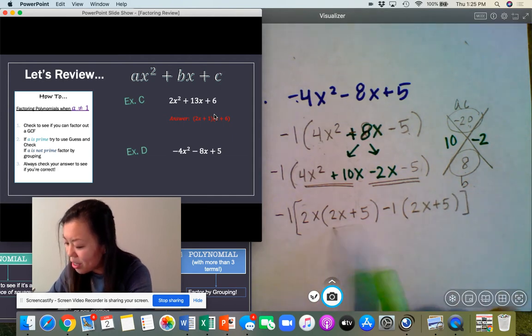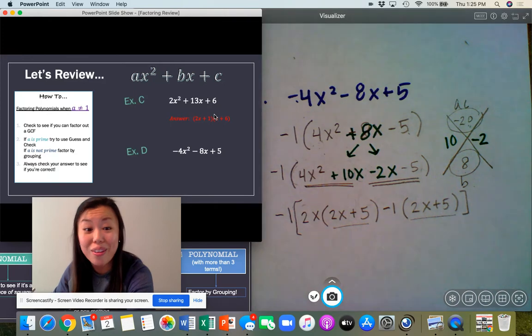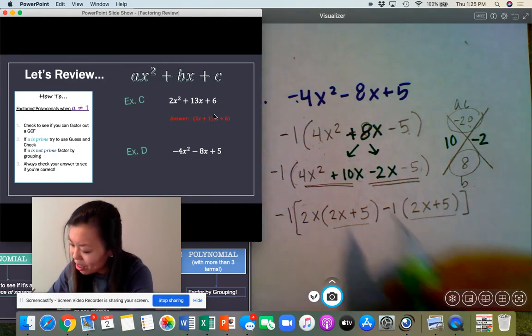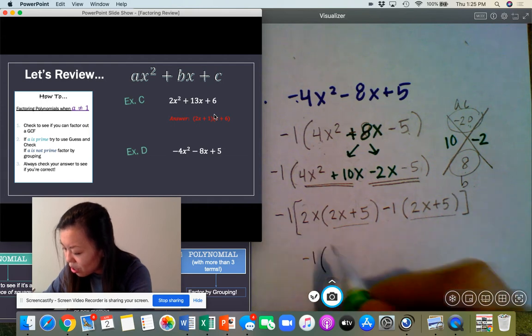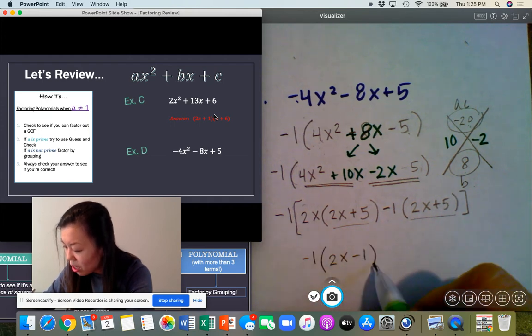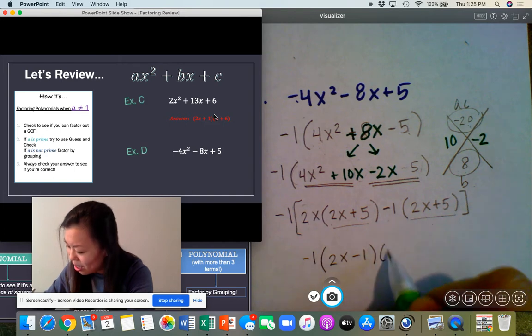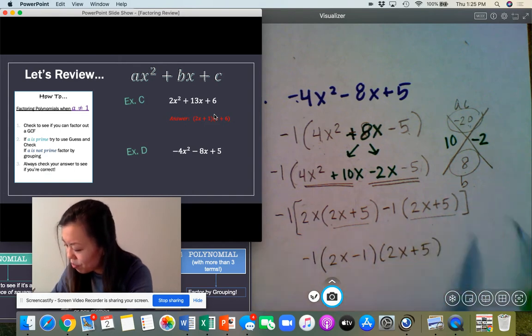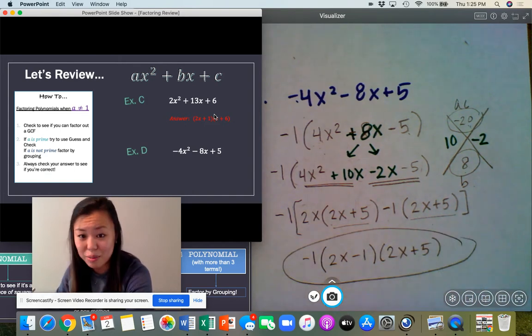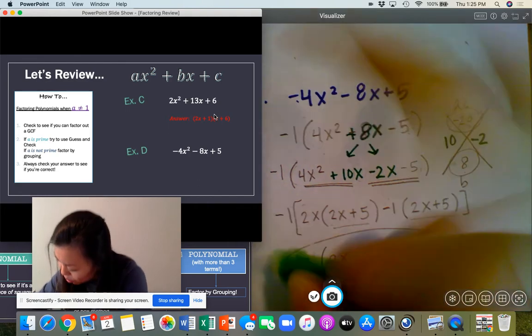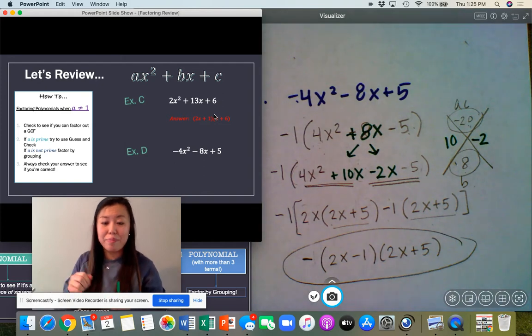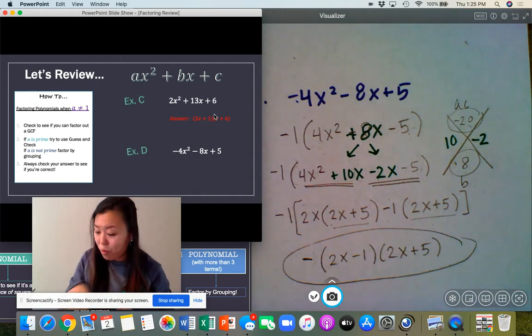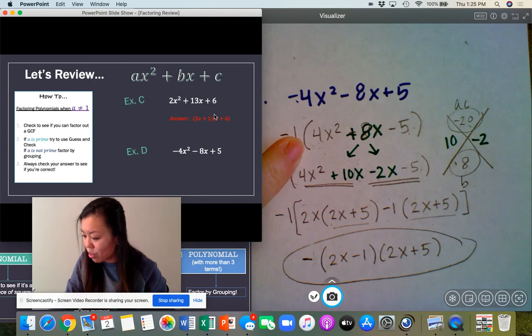All right, you're going to notice that these binomials here are the same, and that means you're on the right track. So now I'm going to group them together. I have negative 1 times, these two can go together, 2x minus 1 times the quantity 2x plus 5. And that's my final answer. The only thing I should probably get rid of is that negative 1. We don't need the 1. We just want the negative sign. All right. I double checked my work. It does give me the 4x squared plus 8x minus 5.